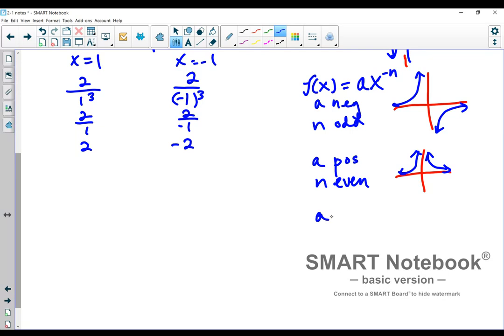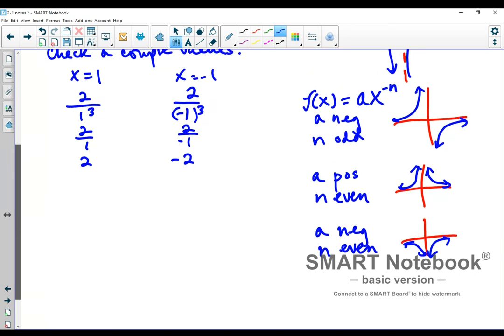And if I had a negative and n even, then I'd be getting that even power where I'm making stuff positive, but I'm multiplying it all by negatives. So in that case, I would have a graph that's down here and is down here. So just some stuff about these reciprocal graphs.